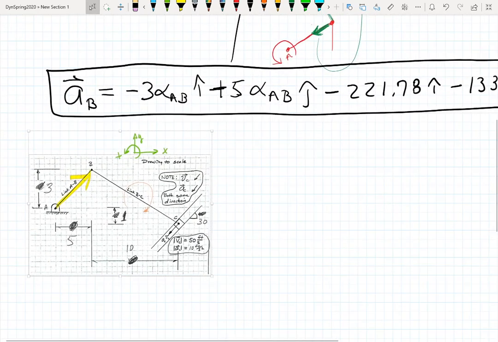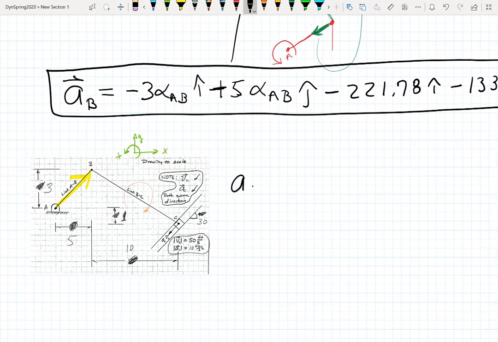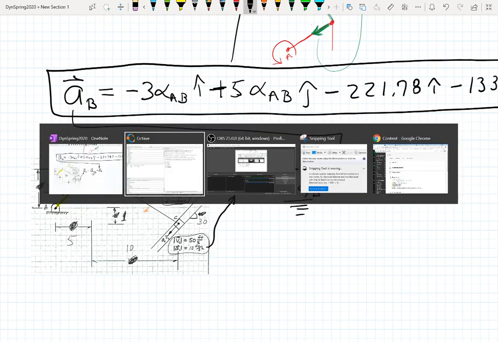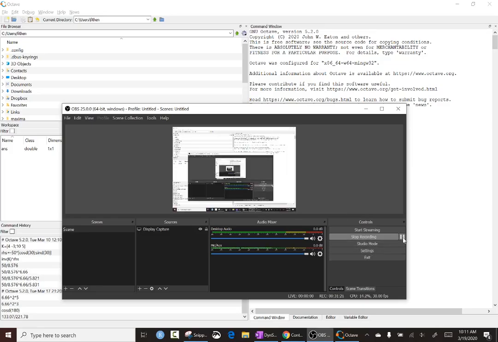So at this point, I have an equation for the acceleration of B. What's the next step? Well, the acceleration of C is equal to the acceleration of C relative to B plus the acceleration of B. And that's where this is going to come into play. Believe it or not, I've got the acceleration of C right there, so I just have to work this intermediate detail out. So I'm going to take a break, go get a drink, and be right back.